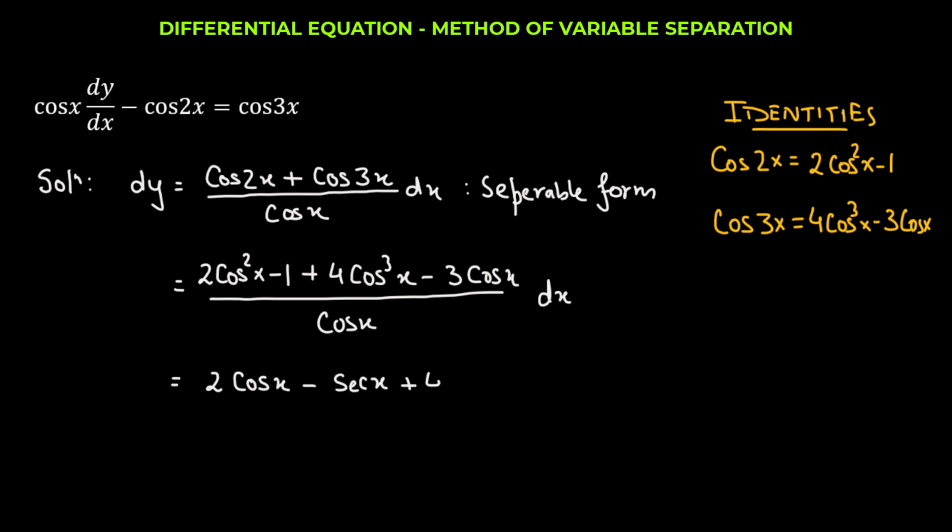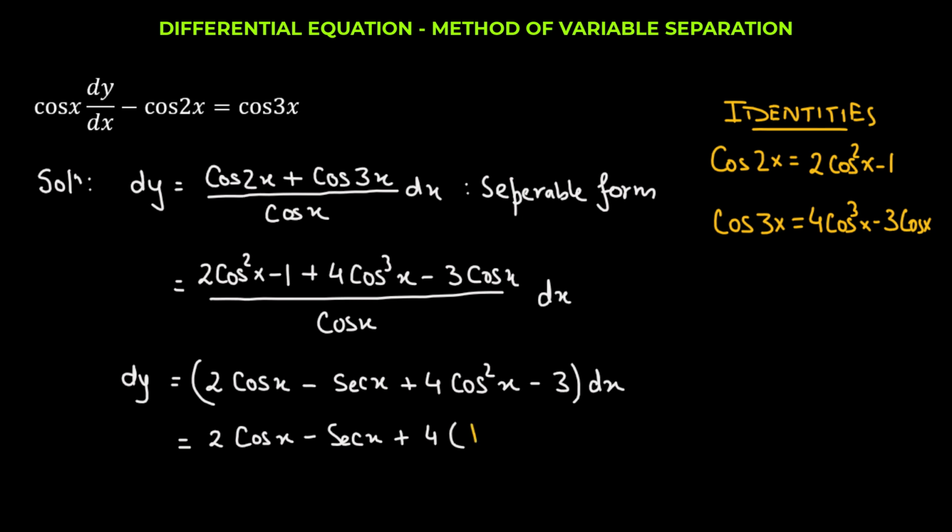Or simply put, dividing each term in the numerator by cosine of x, we have 2 times cosine of x minus 1 over cosine of x, which is secant x, plus 4 times cosine squared x minus 3, all multiplied by dx. That is 2 times cosine of x minus secant x plus 4 times cosine squared x, which can again be replaced with (1 plus cosine of 2x) over 2, minus 3, dx. With a little more algebraic manipulation we get 2 times cosine of x minus secant x plus 2 times cosine of 2x minus 1, dx.